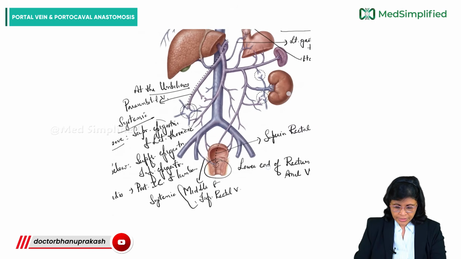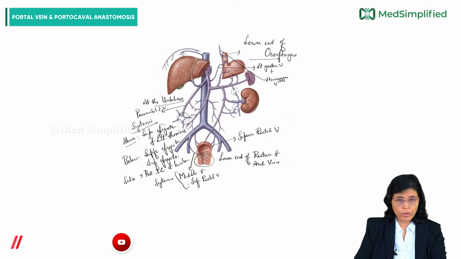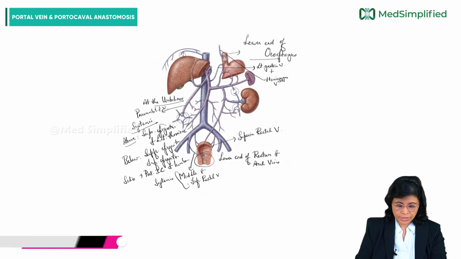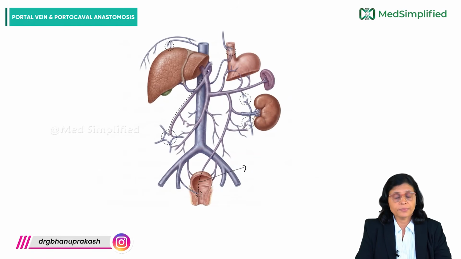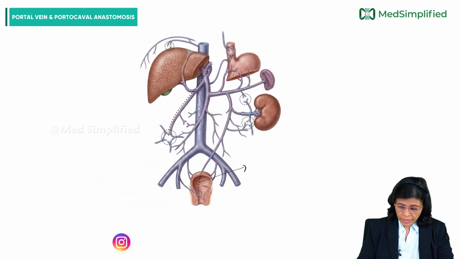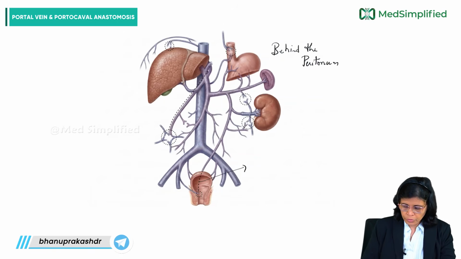So these are some of the important sites where we have these portocaval anastomoses. In addition to this, we also have certain other sites where portocaval anastomosis takes place. So let's look at that. Other than the three main sites, one other site is behind the peritoneum of the posterior abdominal wall.